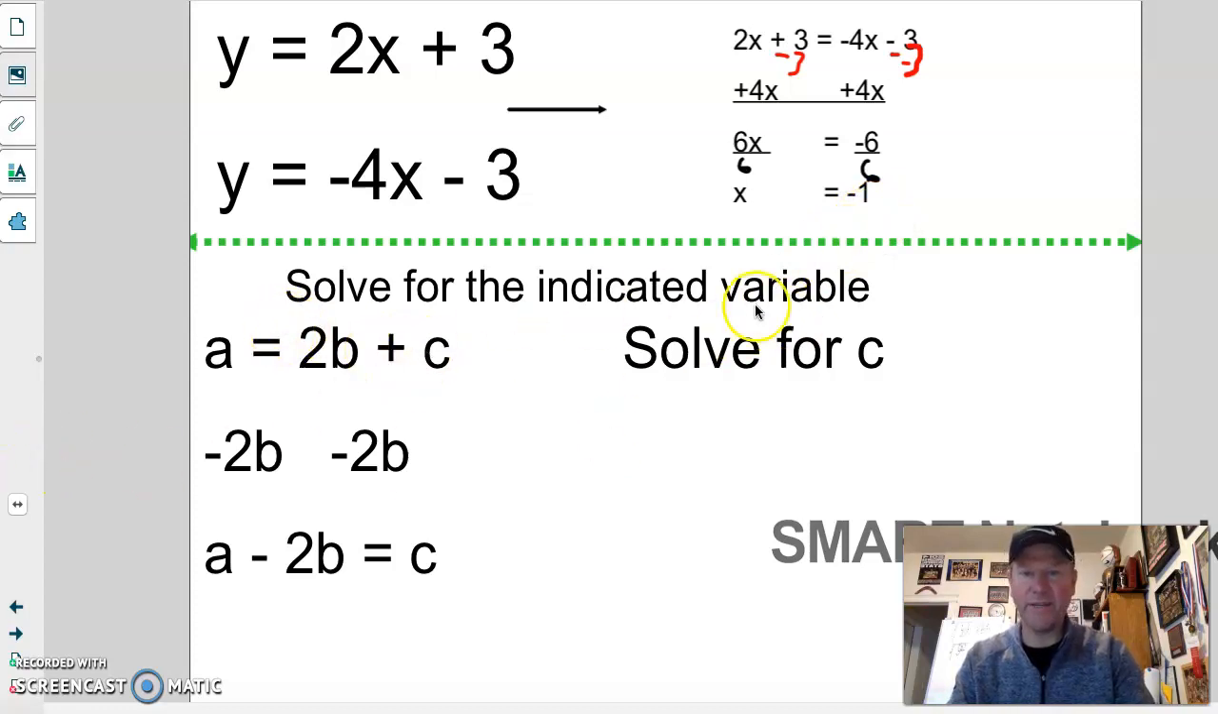Down below, solving for the indicated variable. You started out with a equals 2b plus c. Subtract 2b from both sides because you were supposed to solve for c. You ended up with a minus 2b equal to c.